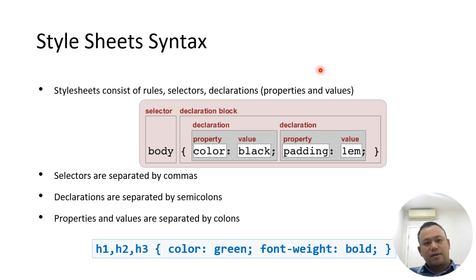Style syntax. This slide reviews the rules, selector, and declaration, including properties and values. Look at this figure. We can see the selector here and the declaration block here. Selectors are separated by commas. Declarations are separated by semicolons. Property and value are separated by a colon.